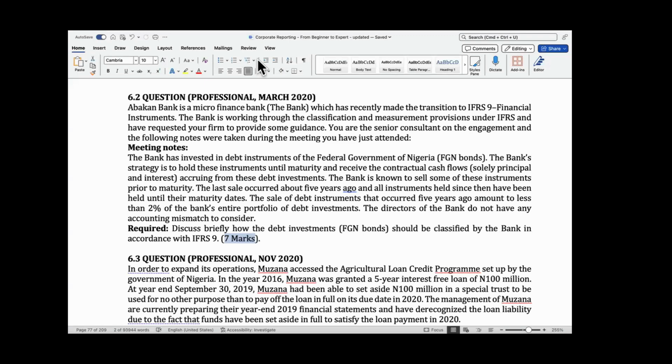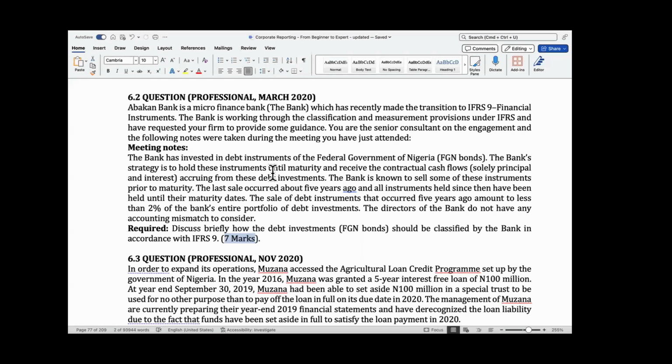So this 7 marks is not for you to just say that it will be classified at fair value through OCI. If you do that, you will not get 7 marks, you only get 1 or 2. To get 7 marks, you state the principle clearly. Then you can go and say, okay, from the question, yes, their strategy is to hold to maturity, but they have a history of selling. That means they can sell if they have the appropriate incentive. They can always sell. So for that reason, we'll classify it at fair value through OCI.